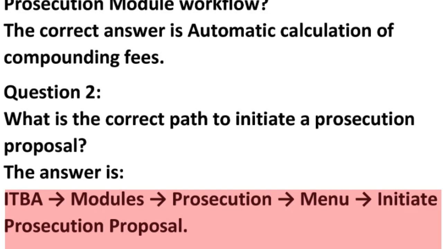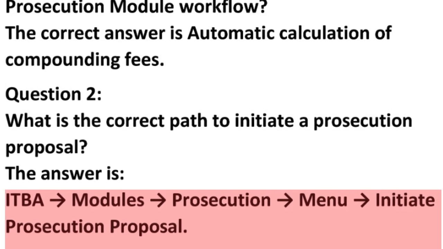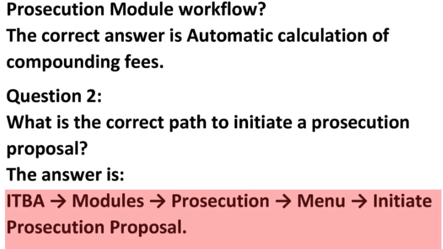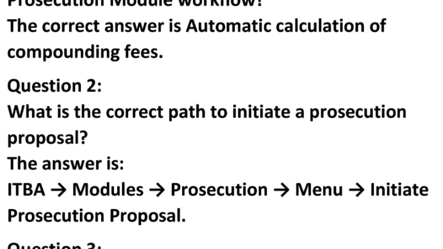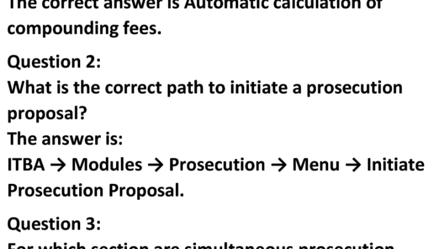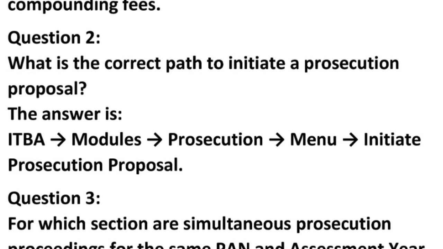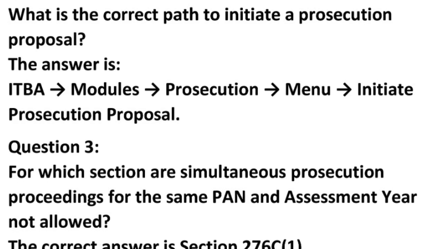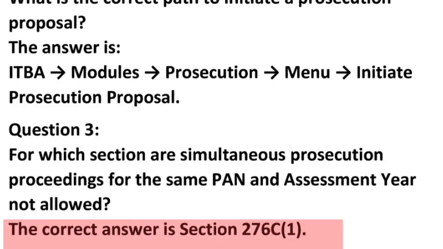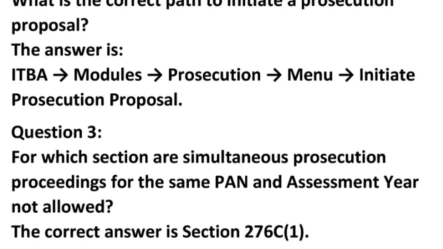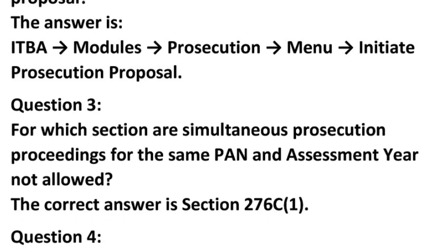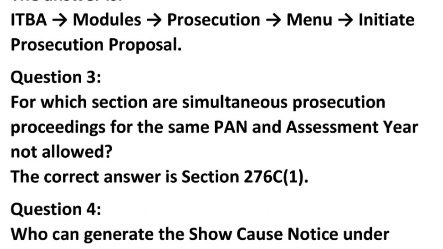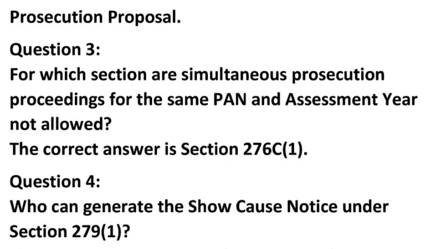Modules arrow, prosecution, arrow, menu arrow, initiate prosecution proposal. Question 3. For which section are simultaneous prosecution proceedings for the same PAN and assessment year not allowed? The correct answer is Section 276C(1).